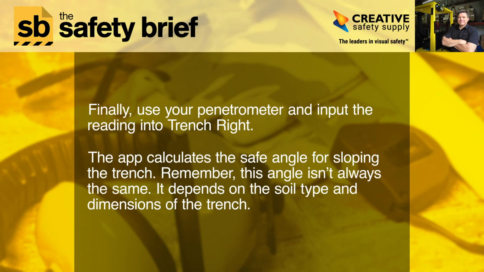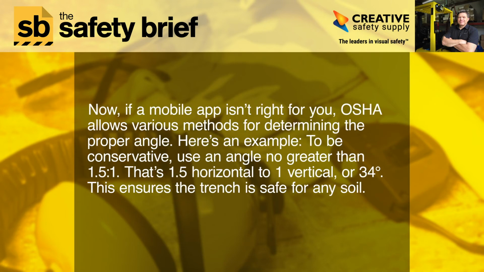Remember, this angle isn't always the same. It depends on the soil type and dimensions of the trench. Now, if a mobile app isn't right for you, OSHA allows various methods for determining the proper angle. Here's an example. To be conservative, use an angle no greater than 1.5 to 1. That's 1.5 horizontal to 1 vertical, or 34 degrees. This ensures the trench is safe for any soil.